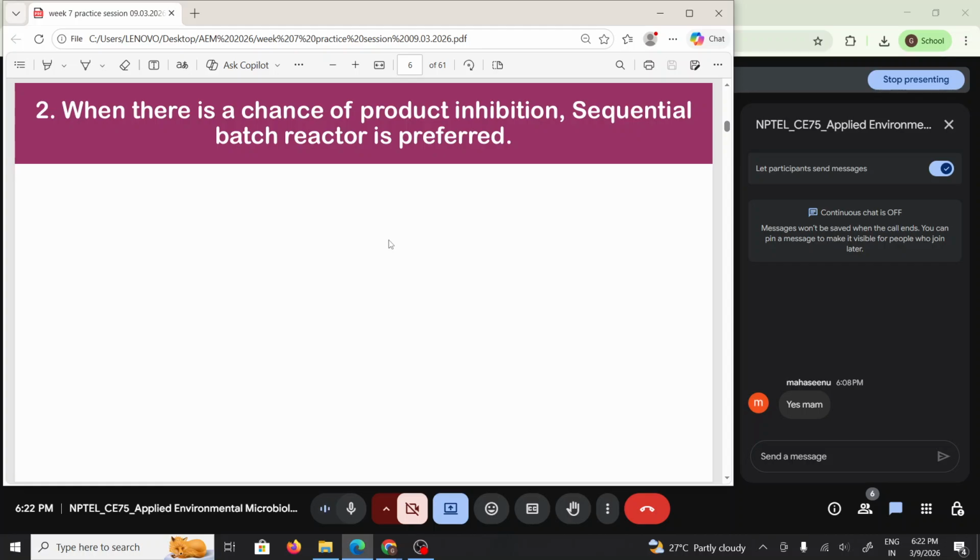Okay. So now based on these 2 pieces of information, I'll wait for a couple of more minutes for you to think and answer whether the usage of a sequential batch reactor can help us overcome product inhibition, or whether product inhibition is going to be the reason for affecting our process. So you have to answer, when there is a chance of product inhibition, a sequential batch reactor is preferred. Whether a sequential batch reactor is useful to overcome the limitations of product inhibition. True or false?